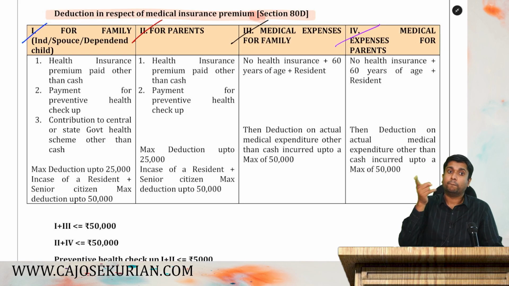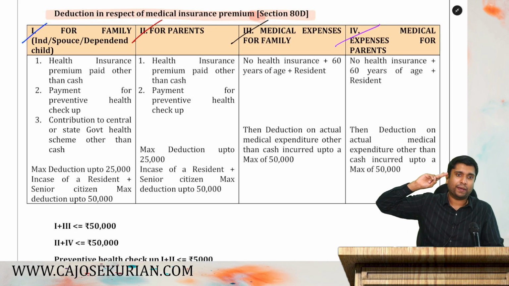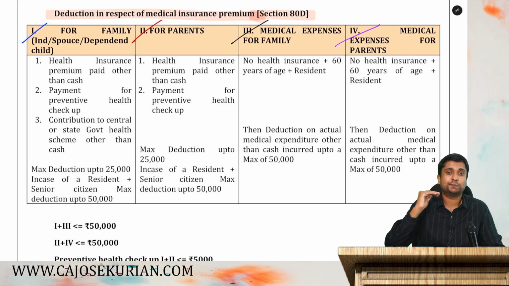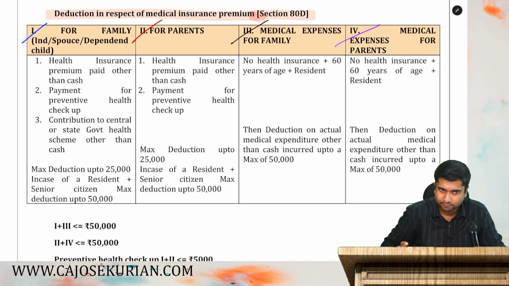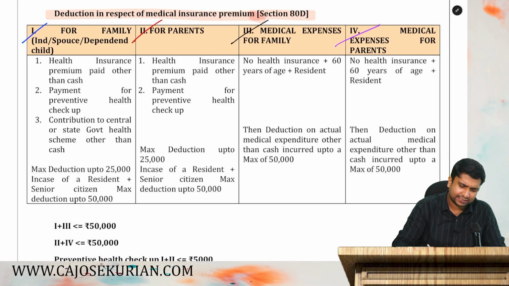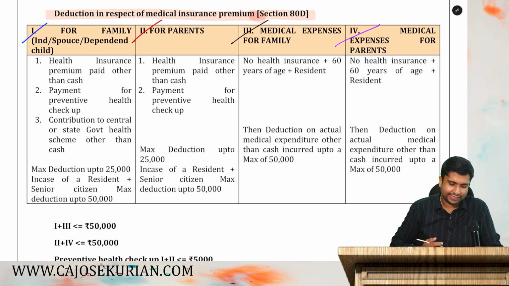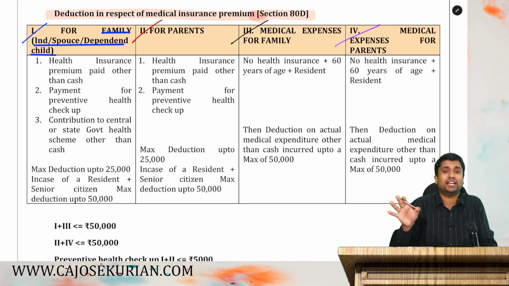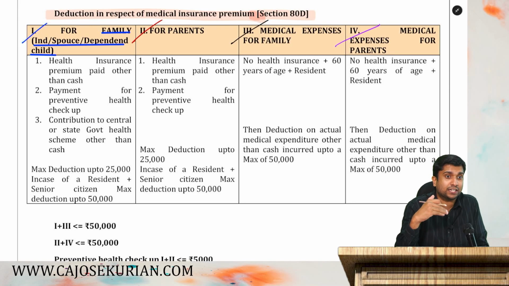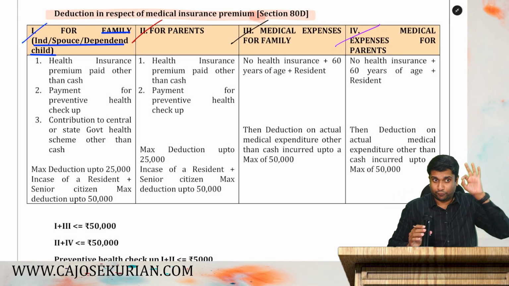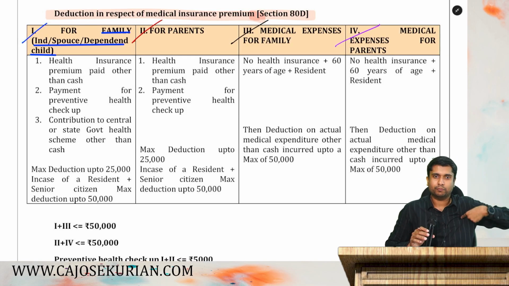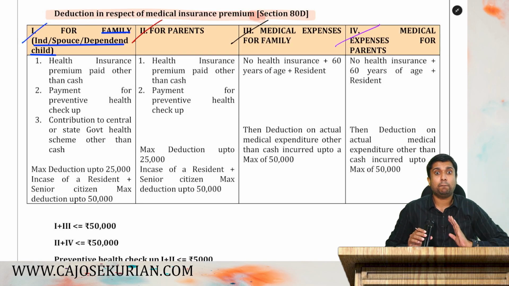Number 1 for family. Number 2 for parents. Number 3, medical expenses for family. Number 4, medical expenses for parents. Are you all with me? Let's understand each and every category in detail. Family, first of all, means individual, spouse, and dependent child, or we can say dependent children. There is no limit for the number of children that you can have. So, for the purpose of 80D, who are family? Myself, my wife, and my dependent children.